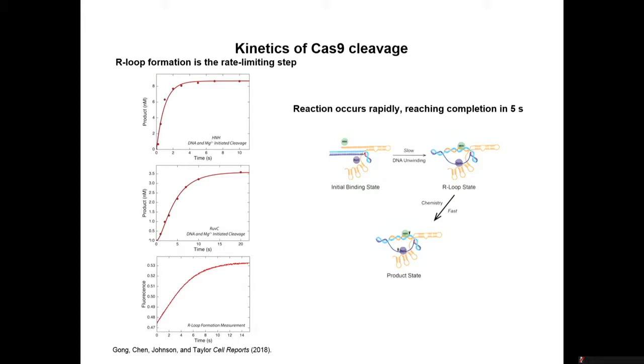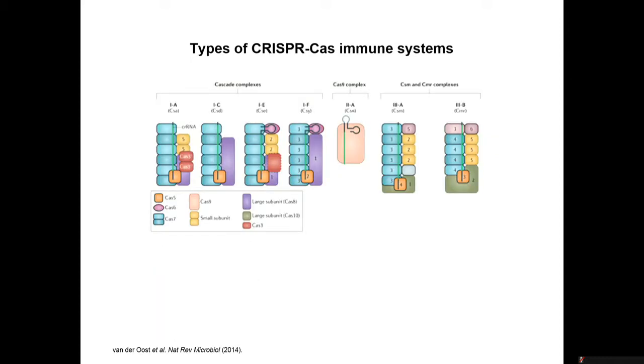And so we have a model now where you have initial DNA binding that's slow. The R-loop formation is the rate limiting step. And then after the R-loop is created, the chemistry is quite fast, on the order of 4 per second. And so that's my little introduction. I have a few other things to talk about.